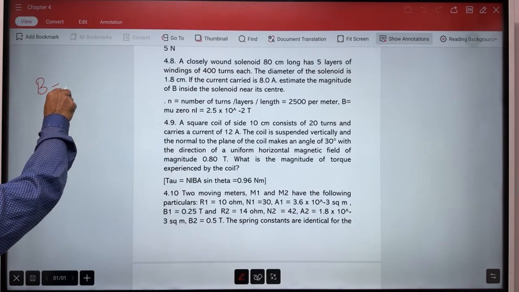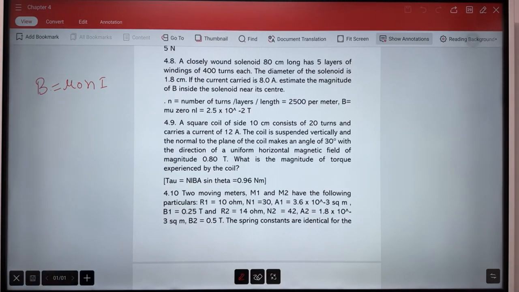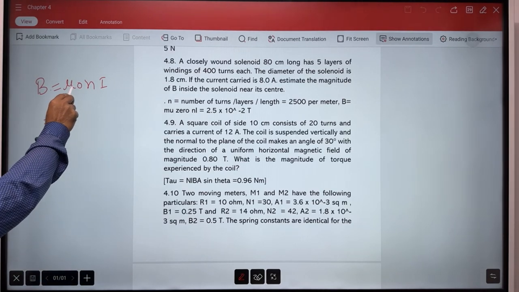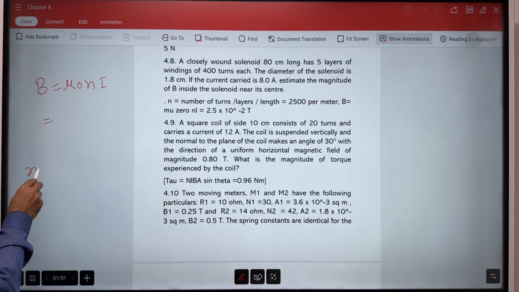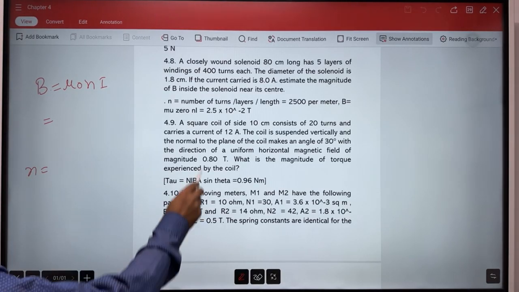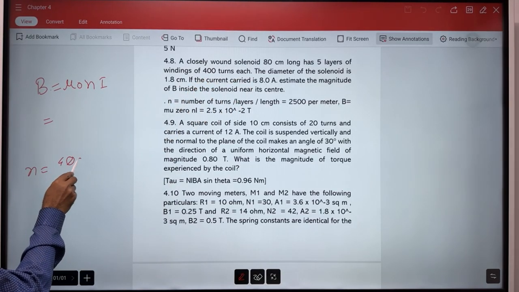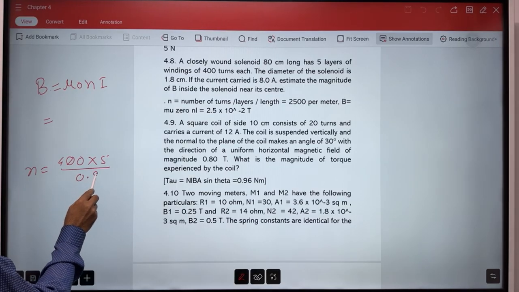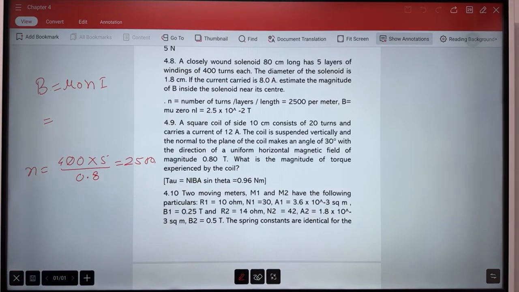B due to solenoid is mu naught N i, where N is number of turns per unit length. So here mu naught, we can put the values of all. But before that, we must know what is N. N equal to number of turns. Total turns, 400 turns, 5 layers. So 400 into 5 divided by length is 80 centimeter. So 0.8. So this will give 2500. So we have got the value of N as 2500.